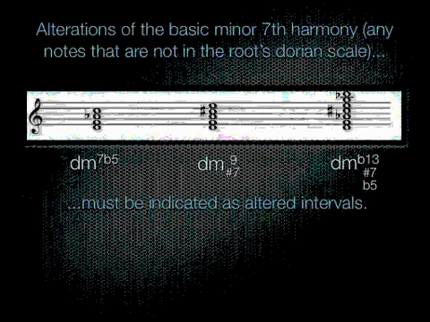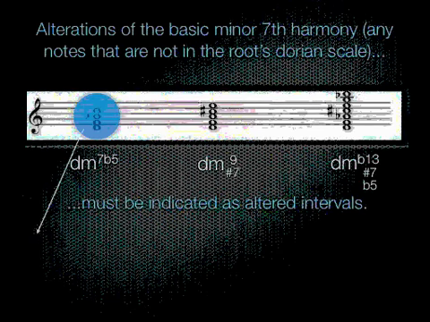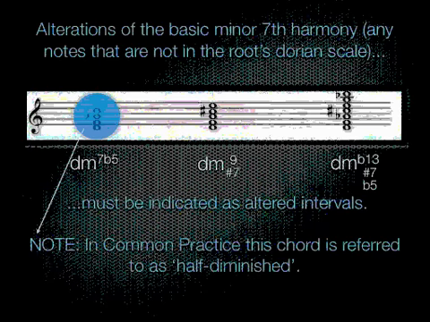Now this chord is something I just made up. I've never actually seen this chord being used in anything. If you played it on the piano, you'd realize why. Note that this first chord, which in jazz is called a D minor 7 flat 5, is the same thing as what we would call a half diminished chord in classical music, common practice music.